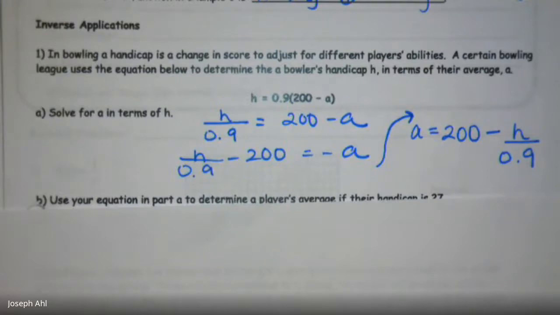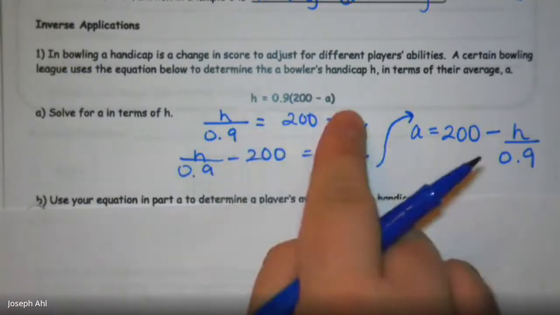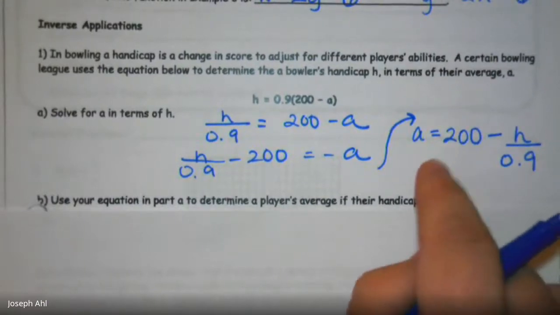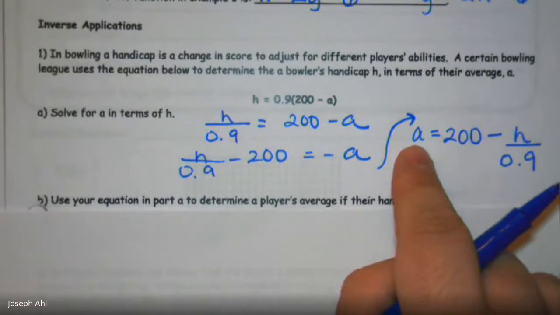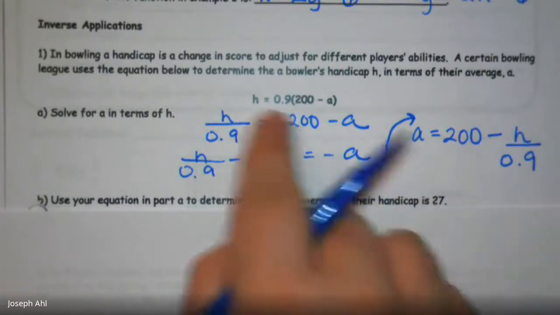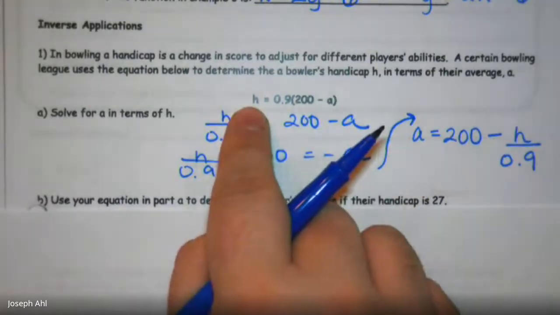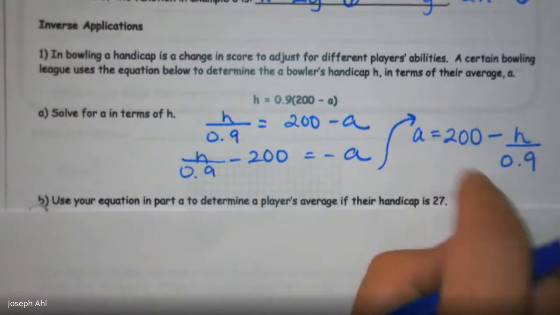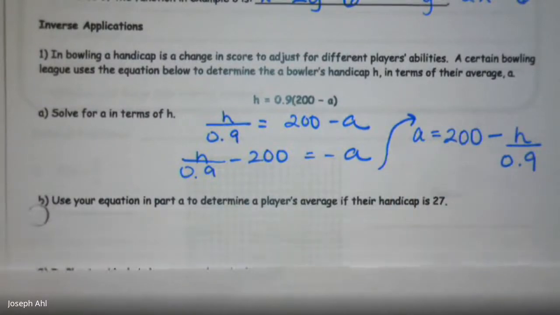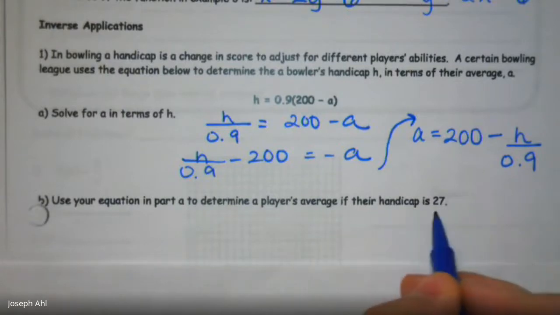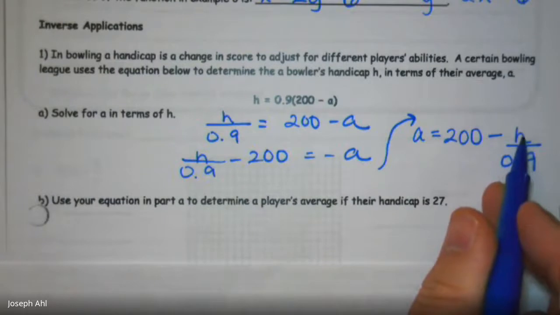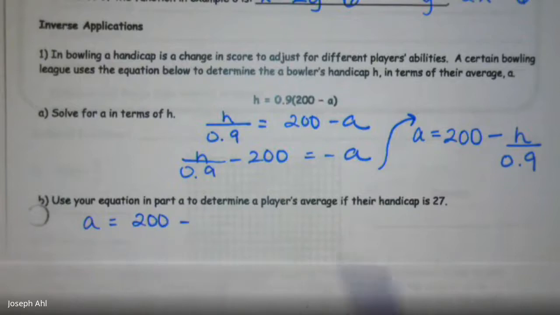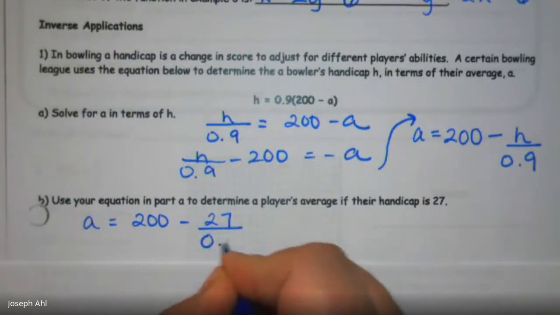So what's the benefit to having this inverse equation from the original? Well, now if I know a player's handicap, we can determine what their average is based off of this. Okay, so there might be instances where we know the average and we're looking for the handicap, but if it's the reverse and a player knows their handicap, we can calculate their average pretty easily using this new equation right here. And that's what we're going to do for part B. Using your equation from part A, determine the player's average if their handicap is 27. So all we're simply going to do is plug 27 in for H. So their average is 200 minus 27 over 0.9.